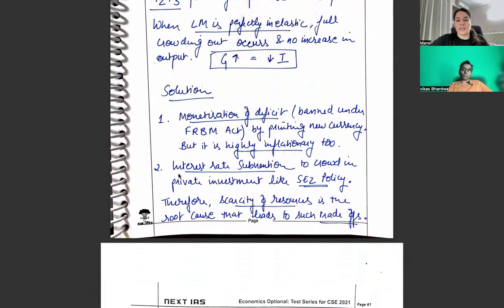inflationary also. And the second solution is interest rate subvention to crowd in the private investments, like we have the SEZ policy. So capital expenditure is offered at a lower interest rate than the market interest rate. So therefore, scarcity of the resources is the root cause that leads to such trade-offs in the economy. So that is the crowding out effect.